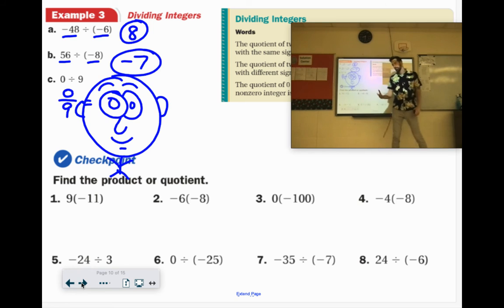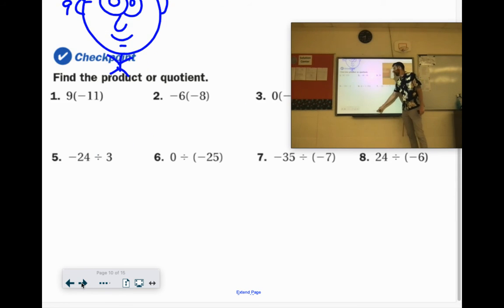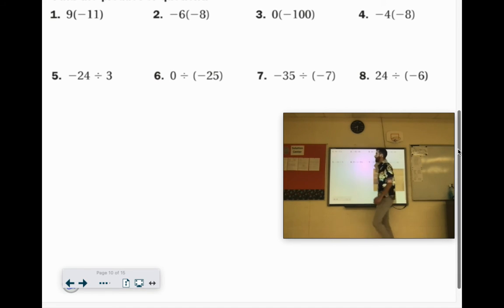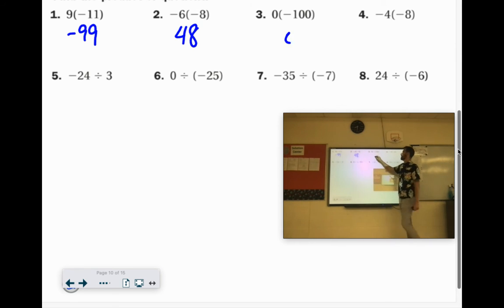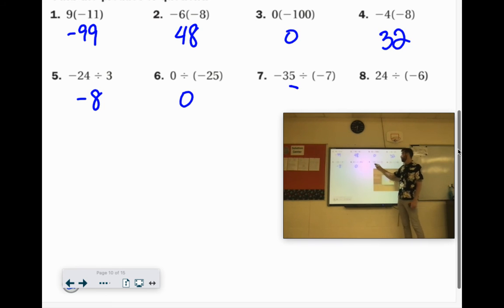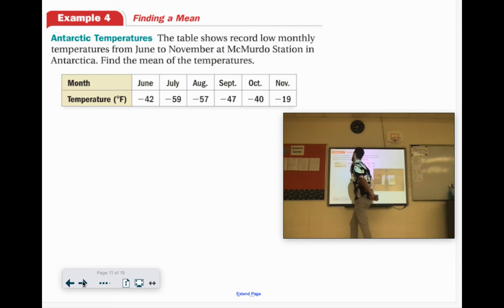All right, now here's some practice ones to try out. Try them out. I'm going to go over them right now. 9 times negative 11. Positive times negative is negative. Negative times negative is positive. 0 times anything is 0. Negative times negative is positive. Negative divided by positive is negative. 0 divided by anything is 0. Negative divided by negative is positive. And positive divided by negative is negative. Great.